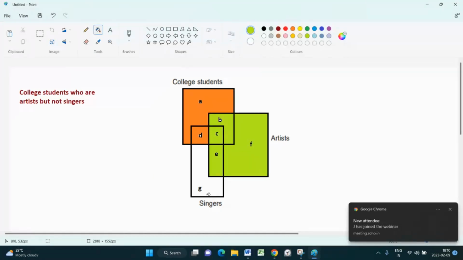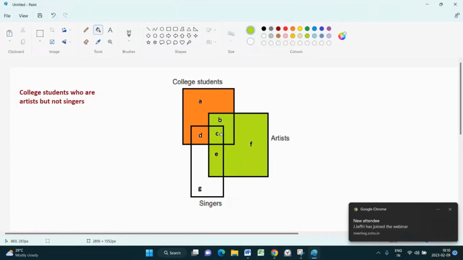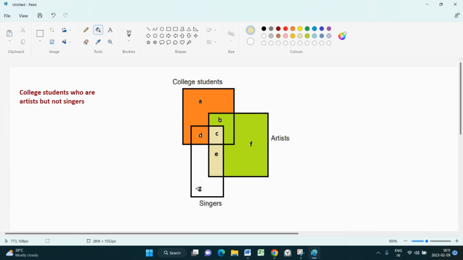எது வரும்? College students who are artists but also singers. So, college students are artists and also singer. யார் அது? நான் வந்து வேற கலர் எடுத்துக்கிறேன். இந்த இடத்துல இருந்தா இவன் சிங்கர்லயும் இருக்கான், காலேஜ் ஸ்டூடெண்ட்லயும் இருக்கான், ஆர்டிஸ்ட்லயும் இருக்கான். இவன் வந்து காலேஜ் ஸ்டூடெண்ட் அண்ட் ஆர்டிஸ்ட். இந்த வந்து காலேஜ் ஸ்டூடெண்ட் அண்ட் சிங்கர்.